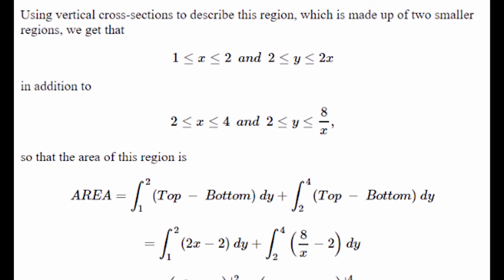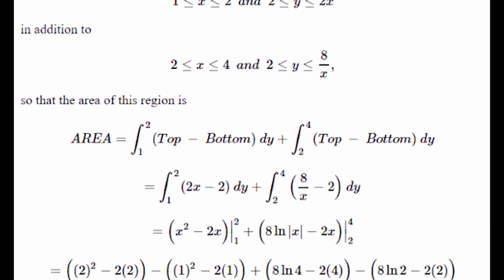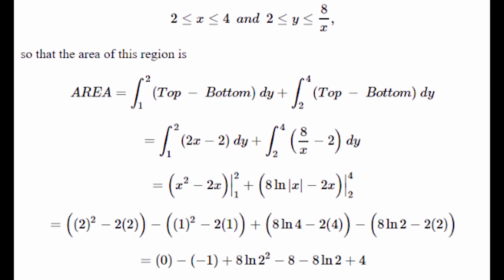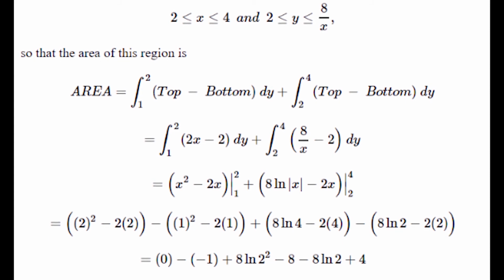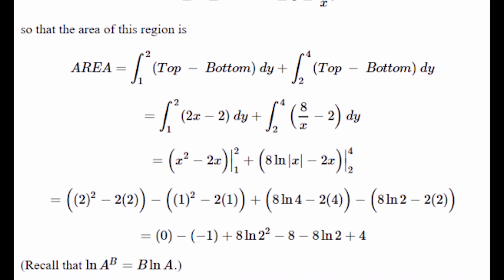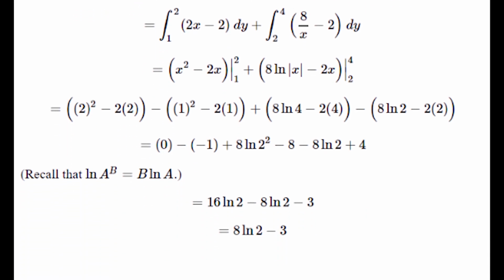Using vertical cross-sections to describe this region, the area of the region is equal to the integral from 1 to 2 of top minus bottom dy plus the integral from 2 to 4 of top minus bottom dy. Filling in the values and doing the necessary integrations, we get that the answer is 8 ln 2 minus 3.